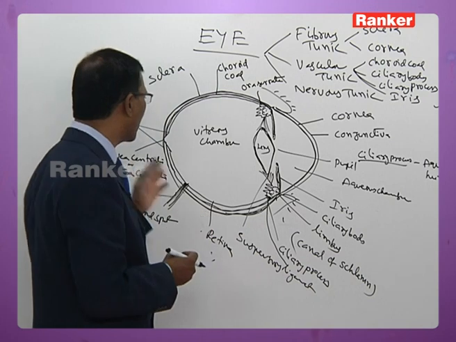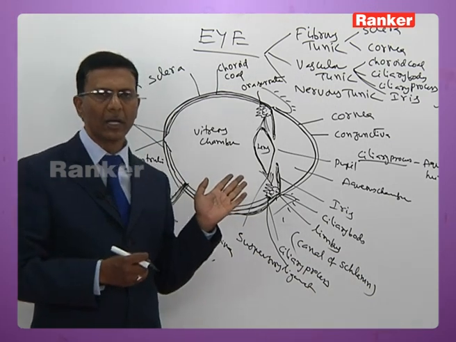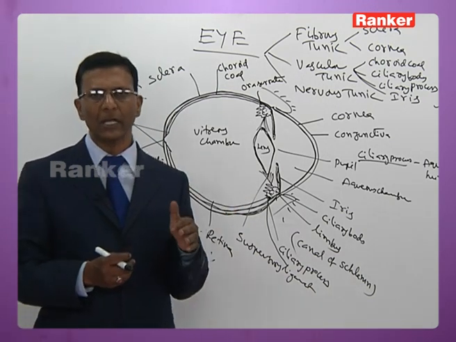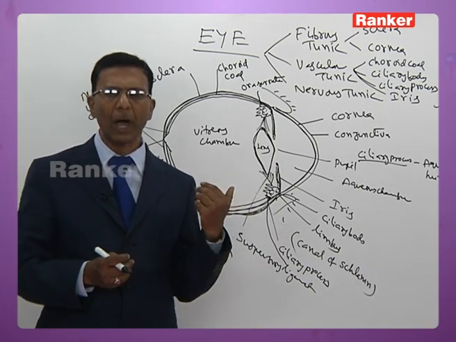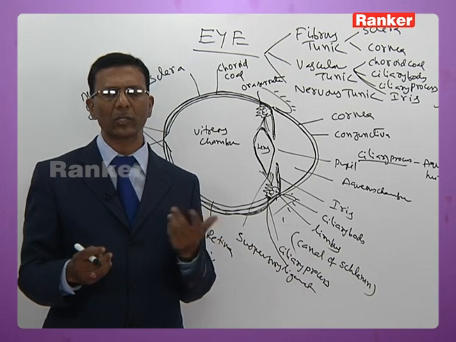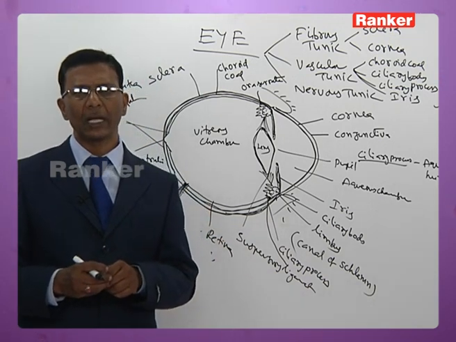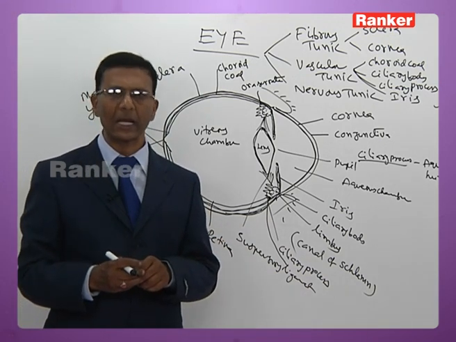Then during daytime, the cones are responsible for identifying objects. There is color vision and daylight vision. And when there is artificial light also, cones are functional, enabling human beings to identify colors.